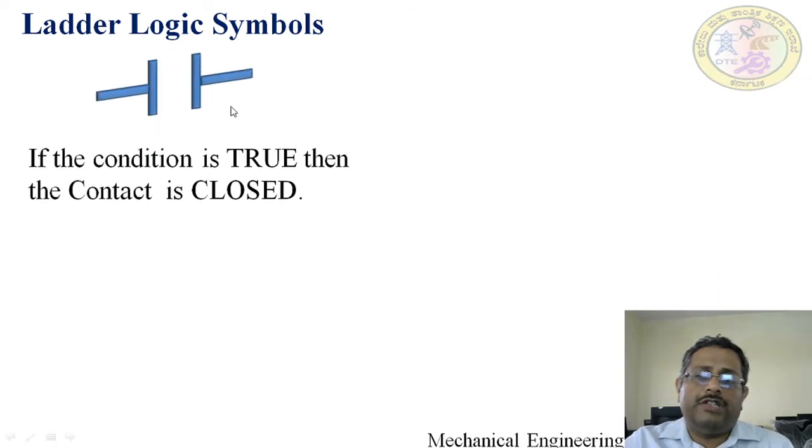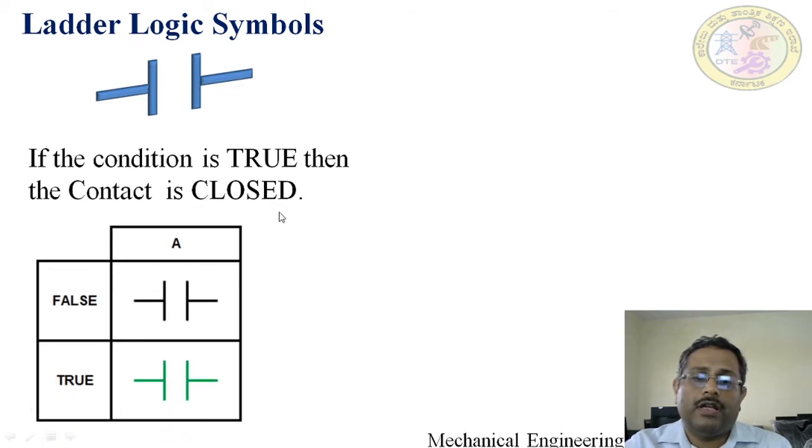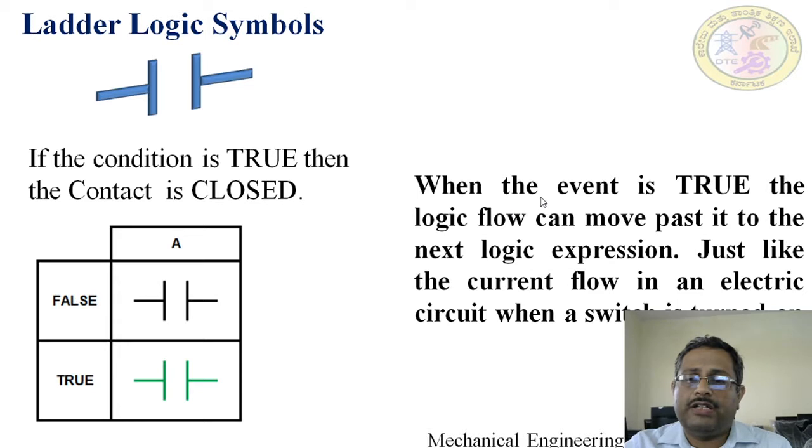First we will see what a normally open contact, or examine if closed, is. If the condition is true, then the contact is closed. If the condition is false, the contact remains open, which is represented by black lines only. If the condition is true, the contact will be closed, which is represented by green lines. It is the same here. When the event is true, the logic flow can move on to the next logic expression. Only if the condition is true will it allow moving to the next expression. Otherwise, it will stop here only.